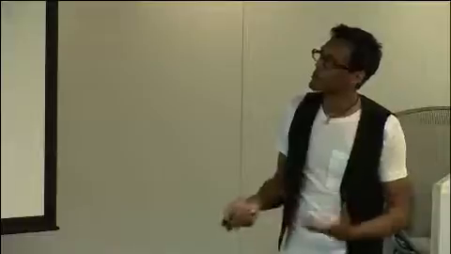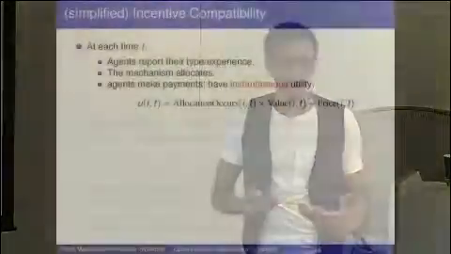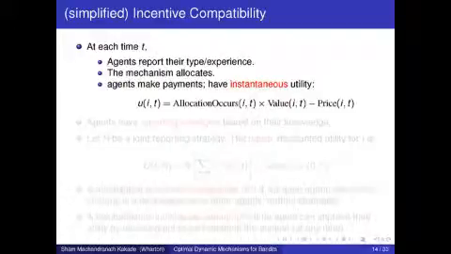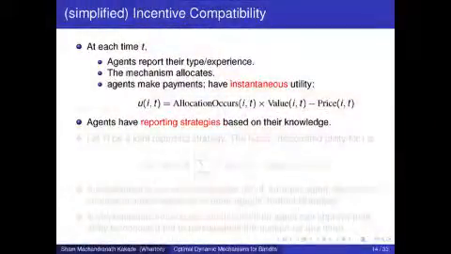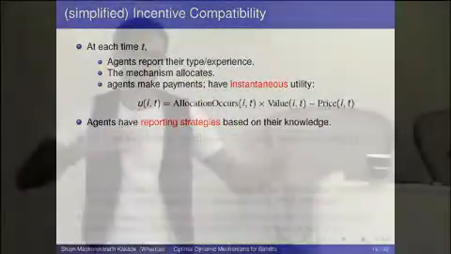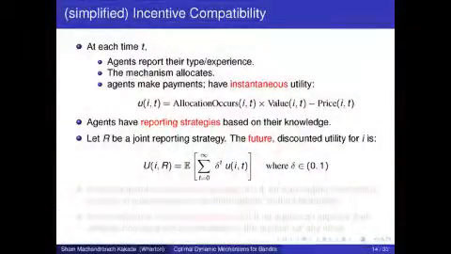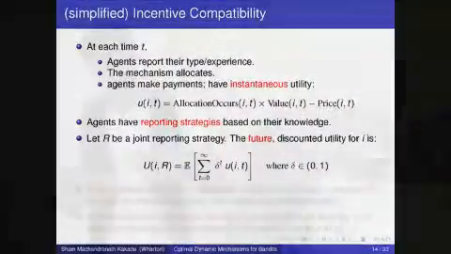Okay, so I'll quickly go through the notion of what it means to be strategic. At each time agents report their type and experience, the mechanism is going to allocate, and agents are going to make some payment, and they're going to have the instantaneous utility. Their instantaneous utility is just the difference between the value they obtain during that round and the price they pay. Agents have reporting strategies based on their knowledge, which is: I have a history, I make some report based on my current state of knowledge. We have a notion of a future utility, which is just the sum of all utilities discounted into the infinite horizon.